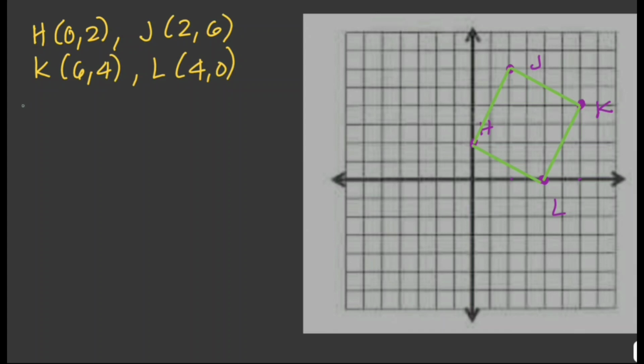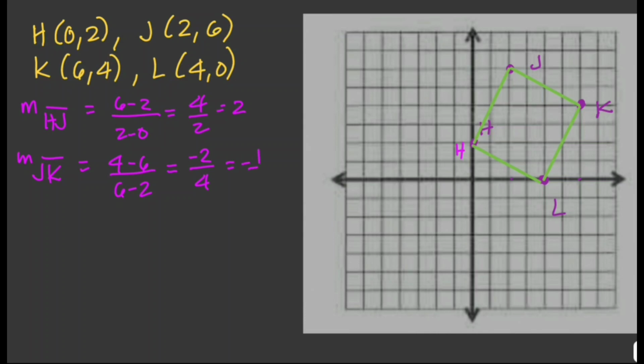So we solve for the slope of point H and J. So that is from H to J, that is 6 minus 2 over 2 minus 0. So this is 4 over 2 equals 2. And then the slope from point J to K, so this is 4 minus 6 over 6 minus 2, so negative 2 over 4, or negative 1/2.